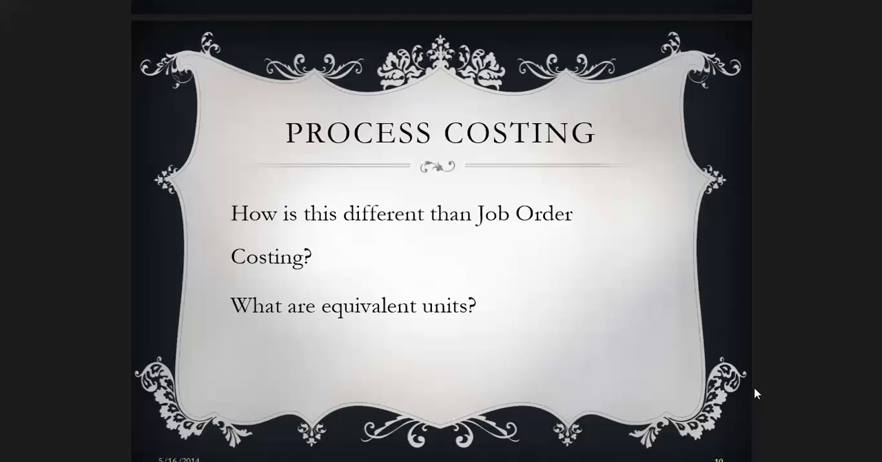We are going to talk about what are equivalent units. Equivalent units are units that could have been completed and produced based upon the amount of product cost that had been put into process during the period. Remember, product cost is direct materials, direct labor, and overhead.